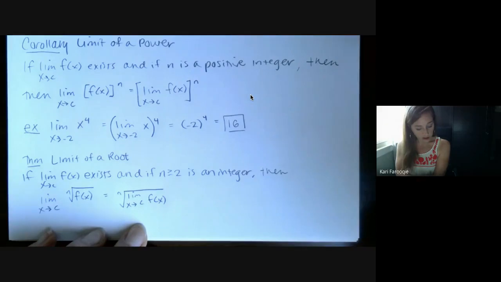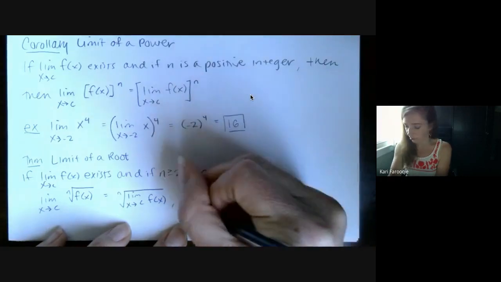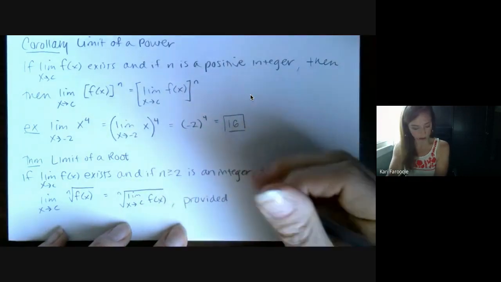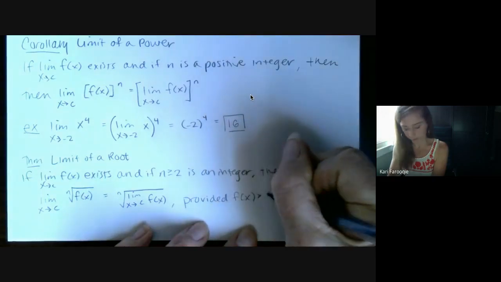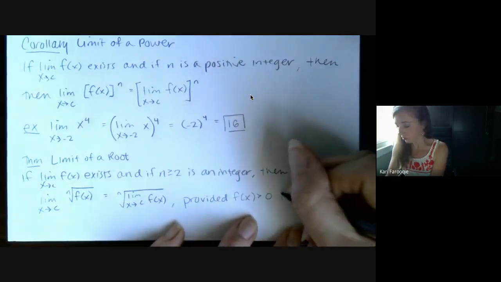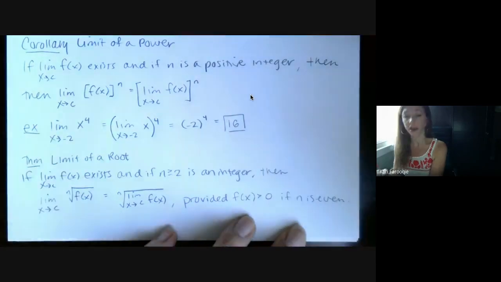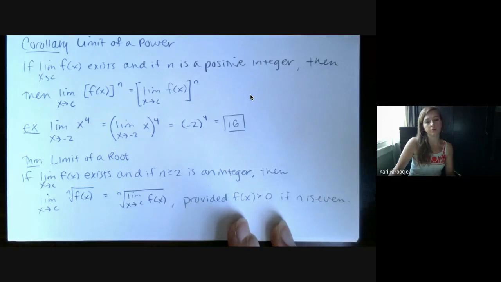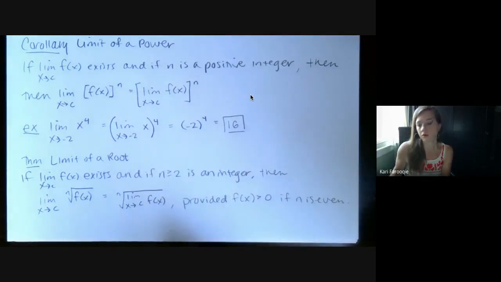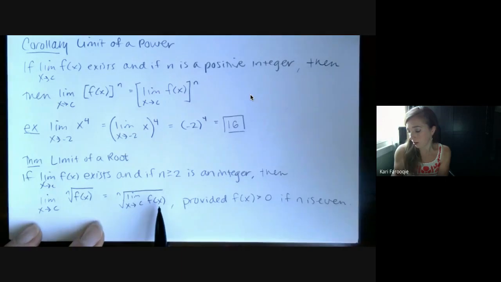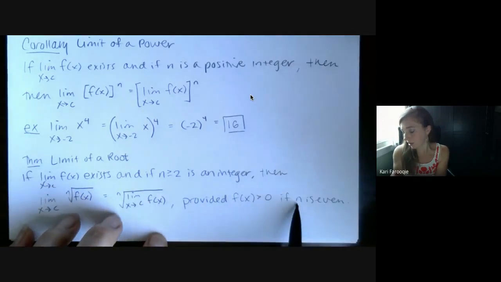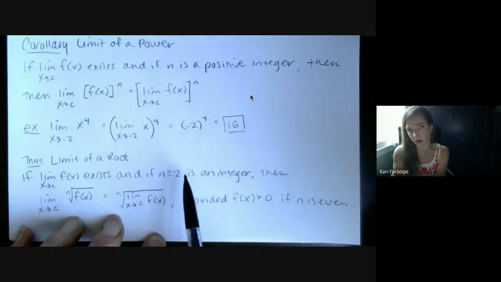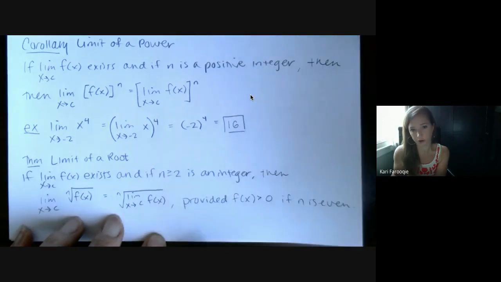This is provided that n is even. Oh, sorry, I shouldn't have said third roots, fifth roots. I was going a little crazy with my integer conversation. Provided your function is positive if n is even. So that's a little caveat for n being even. We can't take the even root of a negative function. But assuming that you have n being even, that's an issue. But you can take the nth root for an odd n regardless.